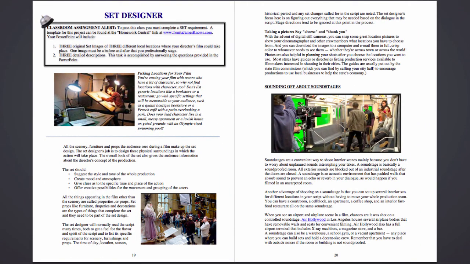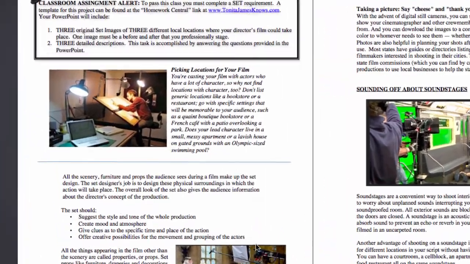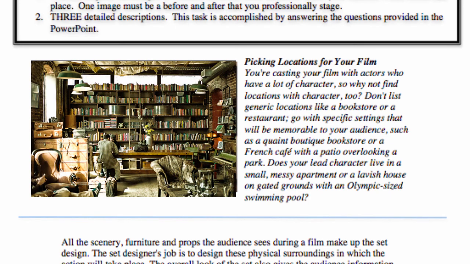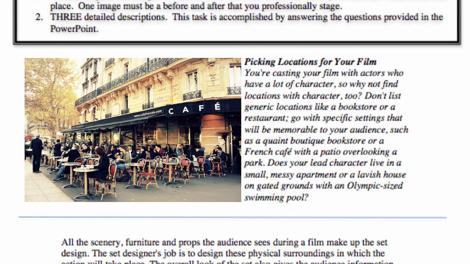What is set design and how do people find sets? When picking locations for your film, you're casting your film with actors who have a lot of character. So you should find locations with a lot of character. Don't just go for generic locations like a bookstore or a restaurant. Go with specific settings that will be memorable to your audience, such as a quaint boutique bookstore or a French cafe with a patio overlooking a park.